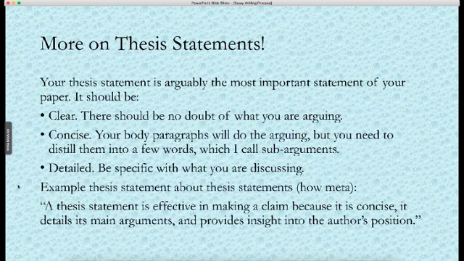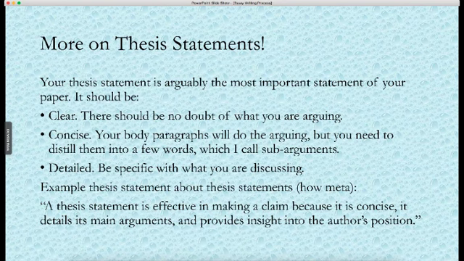So, more on thesis statements. There's a couple things that I really emphasize in trying to craft them. Your thesis statement should be perfectly clear. There should be no doubt of what you're trying to say. Be concise with your language. Your body paragraphs are going to do the arguing. You need to distill them into a few words, which I call the sub-arguments. Look to your topic sentences for where to get the sub-arguments of your thesis statement.